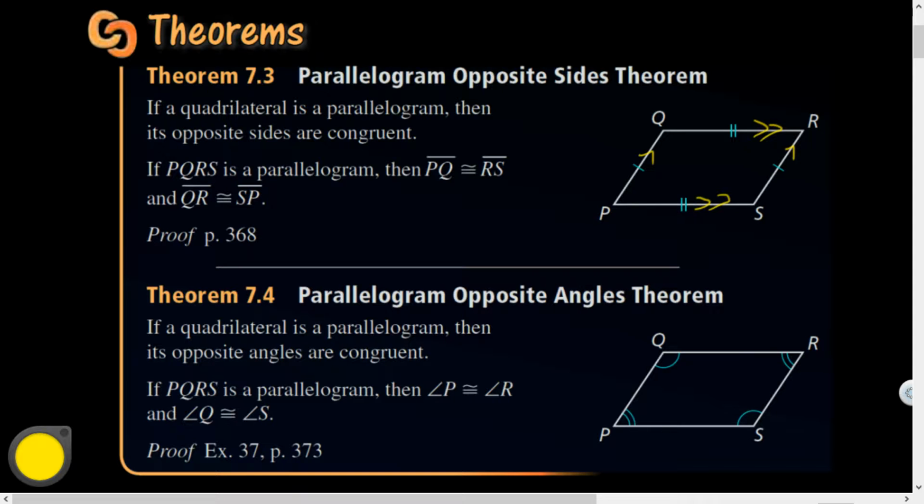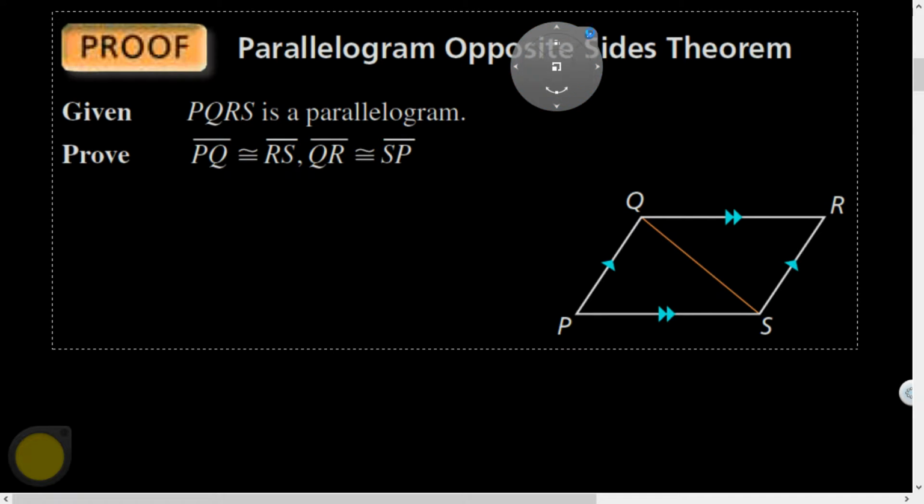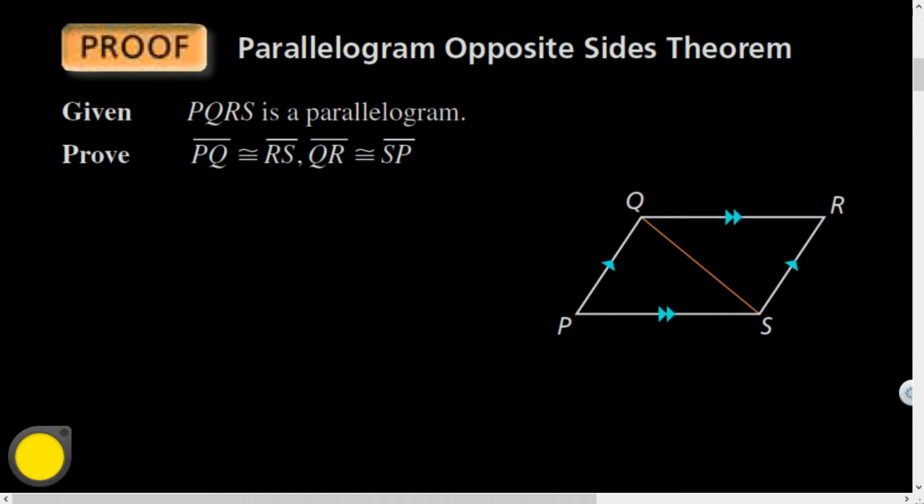All right, get yourselves ready for this. Oh man, I love these proofs. Go. Given this is a parallelogram, so let's write my givens. It's a parallelogram. Prove that the opposite sides are congruent. All right, let's see what we can do here.